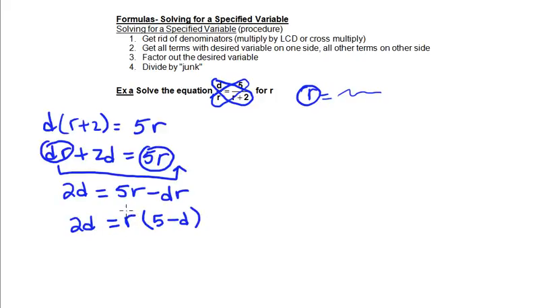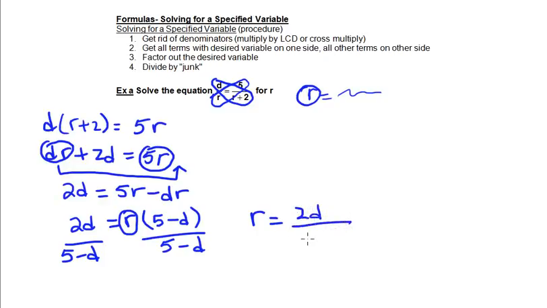And finally, to isolate the r, we want to divide by the multiplier, which in this case is 5 minus d. And because we did it on the right, we will also do it on the left. So our final answer, our solved equation, solving for r, is that r is equal to 2d in the numerator divided by 5 minus d in the denominator.